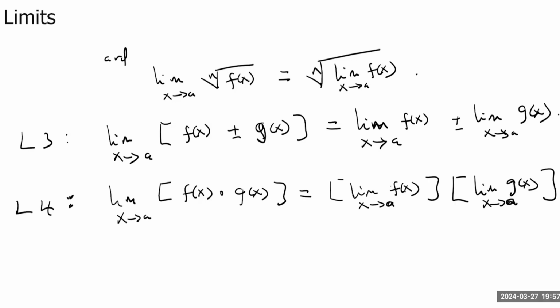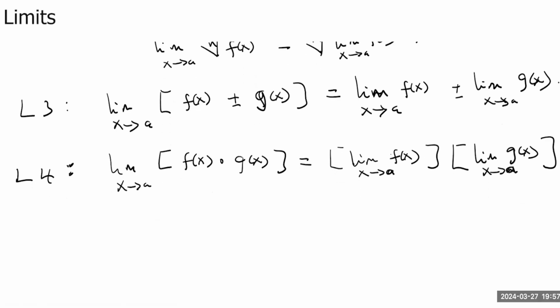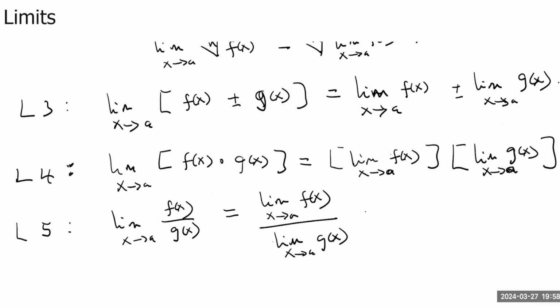Right. The last but one law that I want us to consider is the quotient law. We claim that the limit of a quotient is the quotient of the limits. What am I trying to say? Given two functions, the limit of their quotient is just the quotient of the limits. I believe we are all getting it.